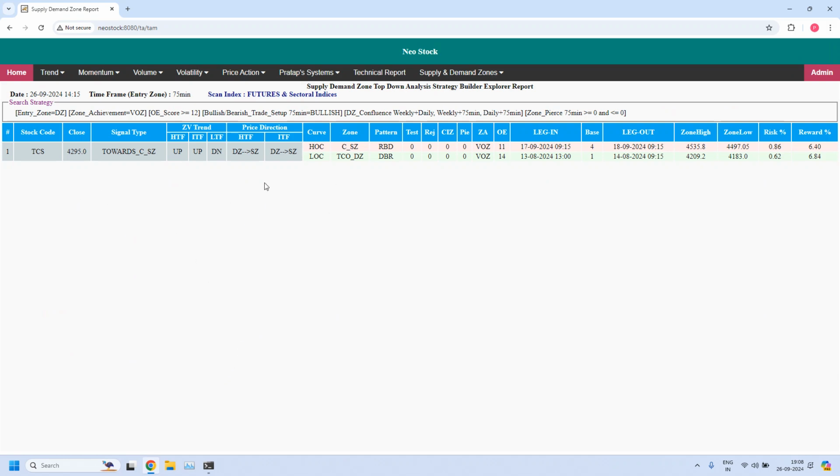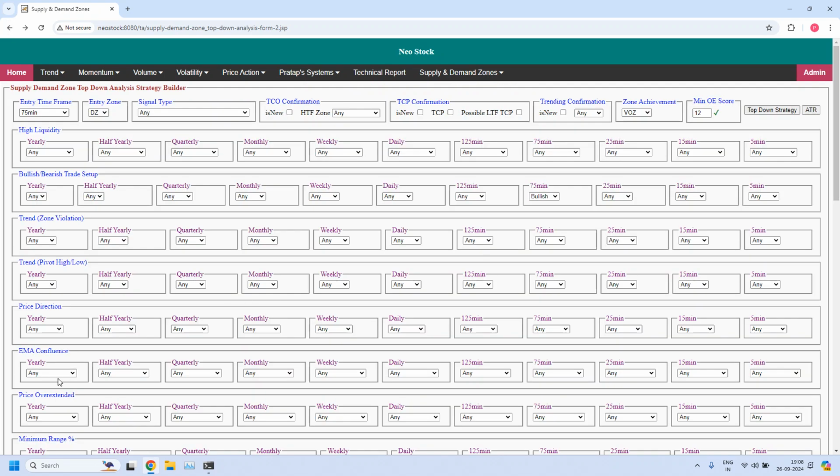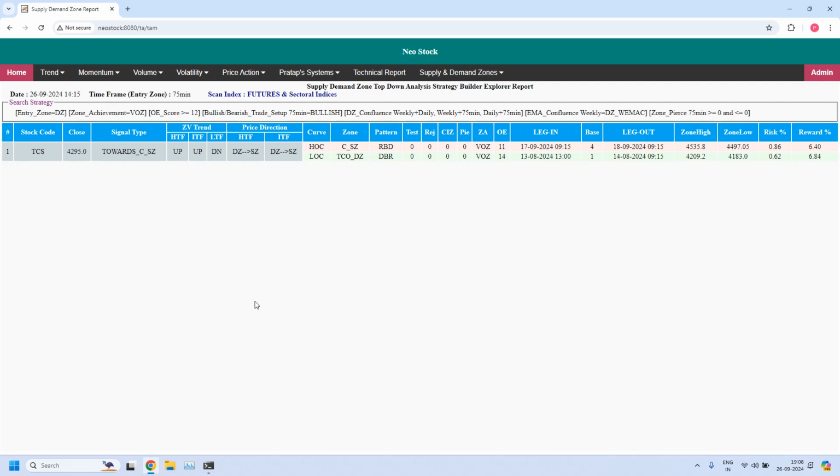And this 75 minute zone is now part of the weekly zone. And the weekly trend is uptrend. If it is having weekly EMA confluence, it is an even more high probability setup. So in the EMA confluence, weekly time frame, weekly demand zone with weekly EMA confluence. I set the filter. Let's verify. Good. TCS is also having weekly EMA confluence. Excellent.